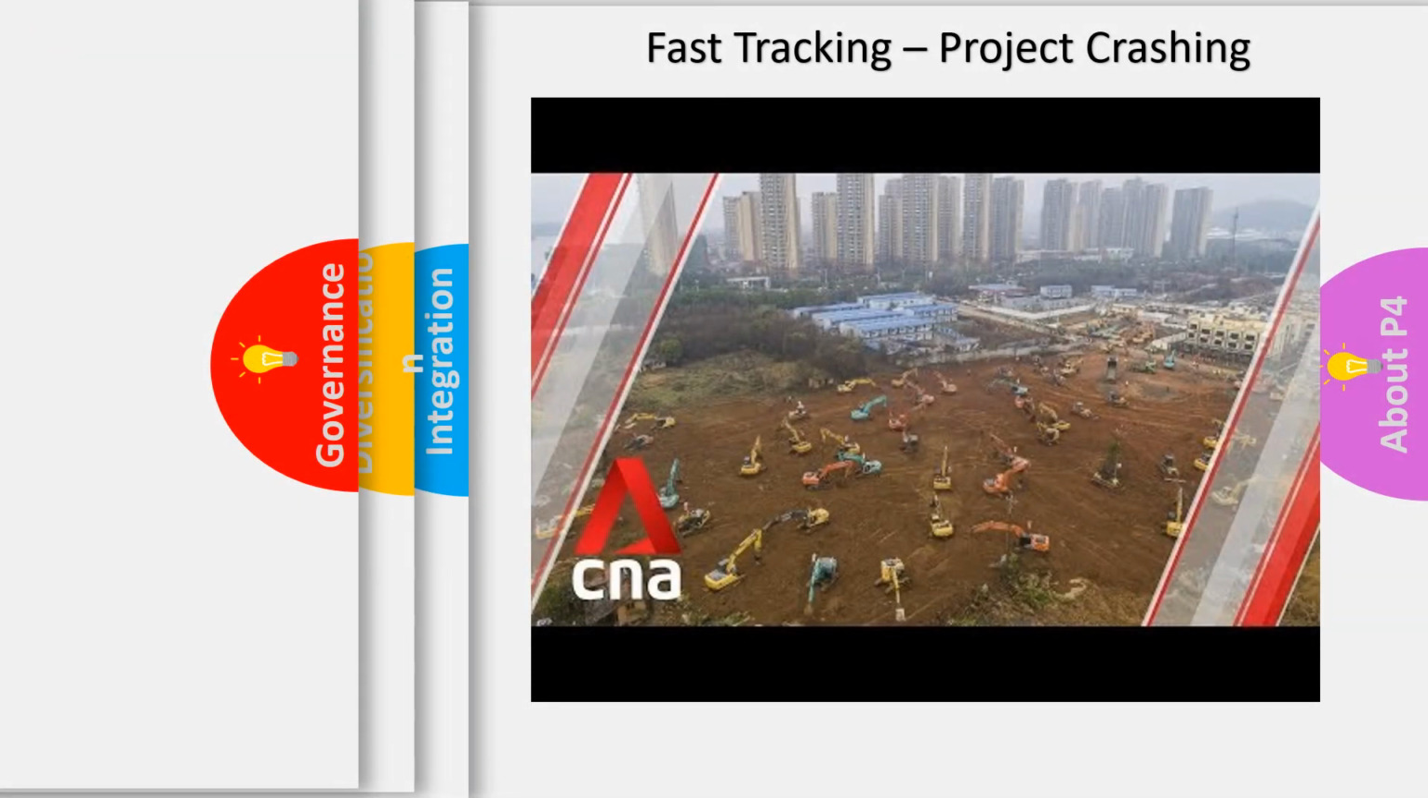Let's look at how projects work, and look at the coronavirus hospitals in China. I mean, this was fast tracking and project crashing.